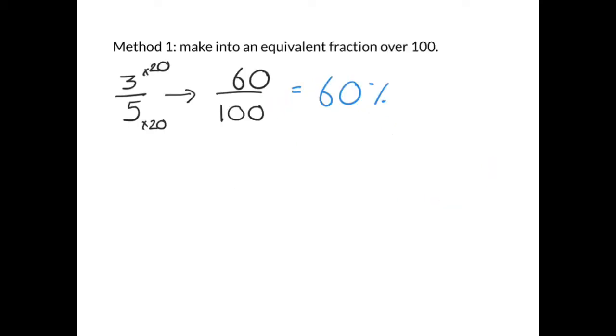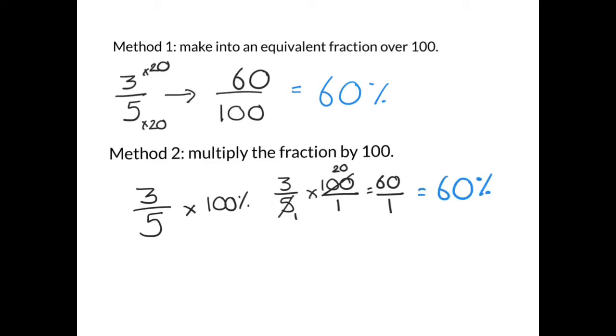So let's just go over the three different methods. So method number one, I make it into an equivalent fraction over 100. So I've got 3/5. This has to be multiplied by 20, so the numerator does as well. 60 over 100, 60%. Method two, I can multiply the fraction by 100%.